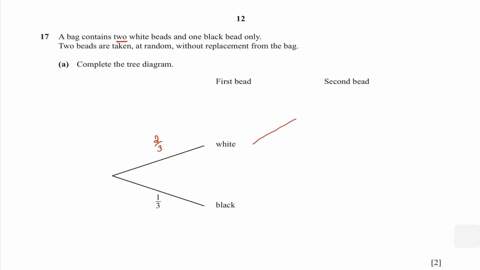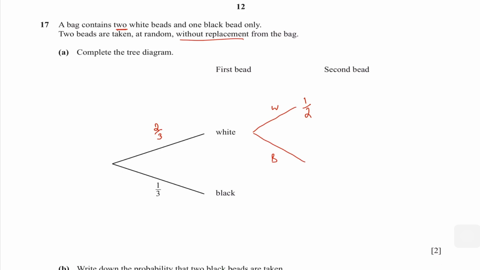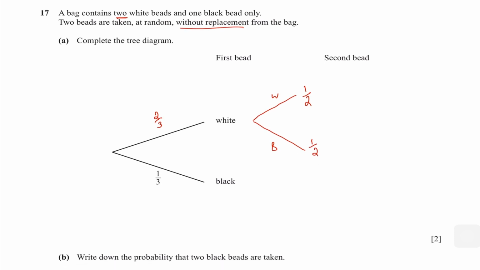Then if you draw a white bead, you've got to notice that this is without replacement. That means the probability of getting white again is going to decrease. It's not going to become 2 upon 2, in fact, it's going to become 1 upon 2. Why? Because we're going to decrease white by 1 and we're going to decrease the total by 1. However, for the probability of drawing a black bead, the number of black remains the same while the total goes down by 1, so it's going to be 1 upon 2.